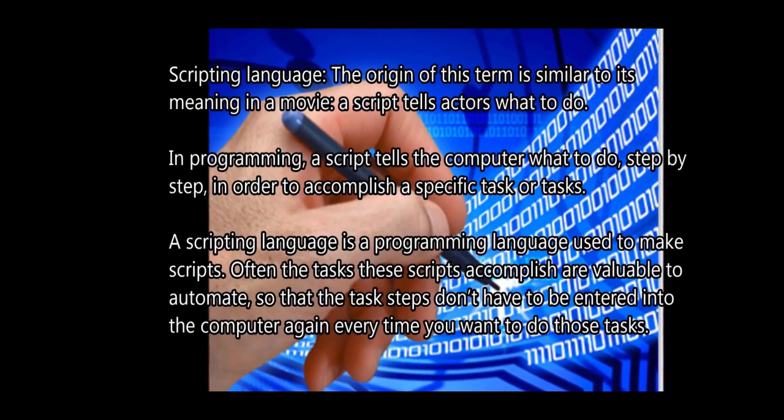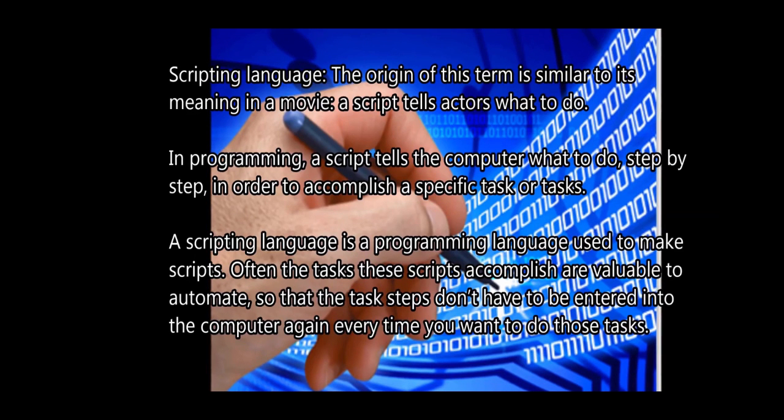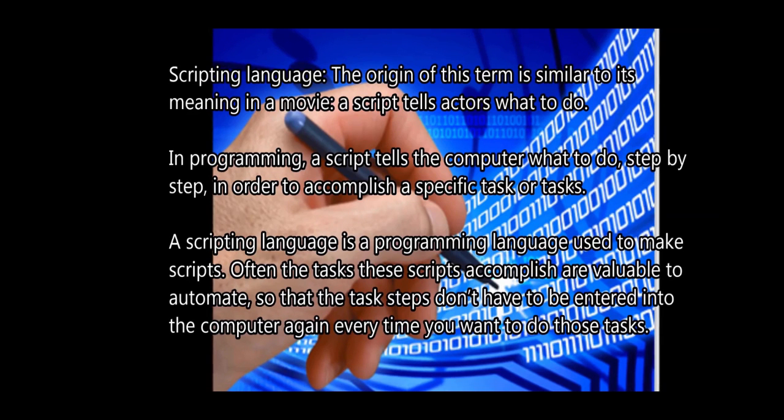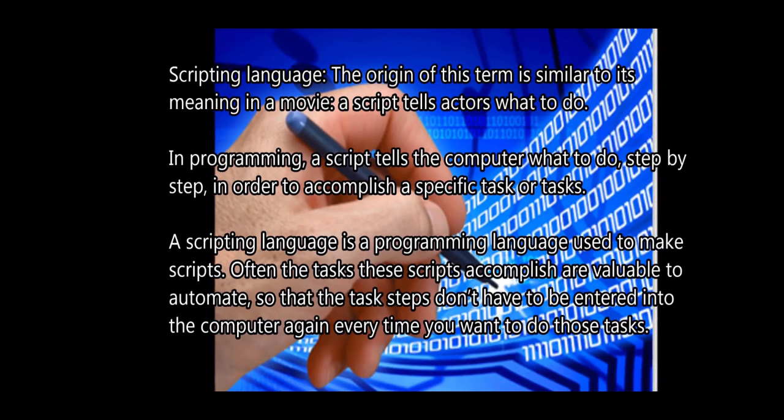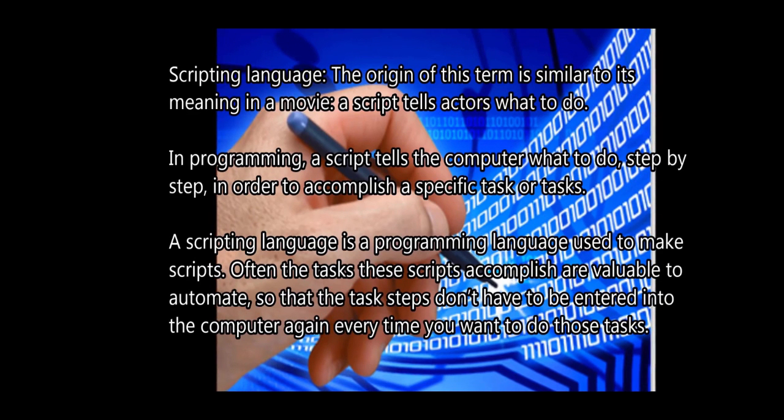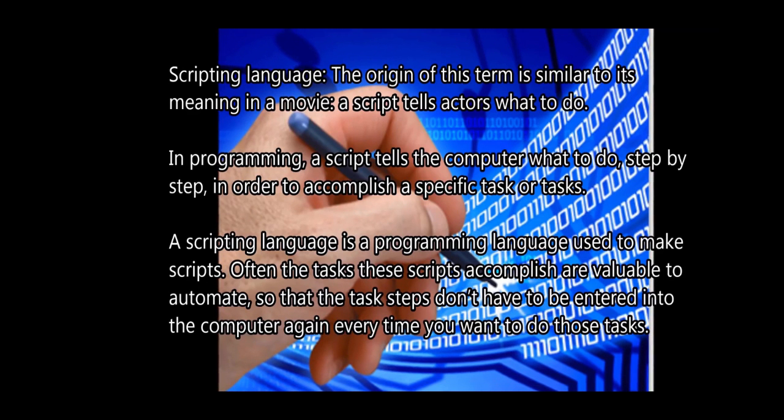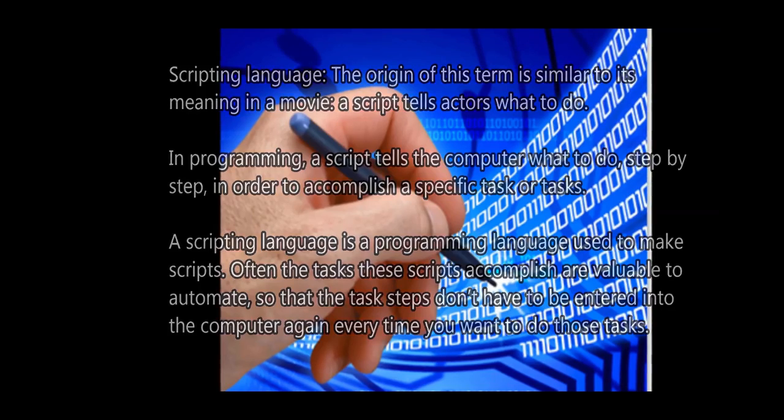Scripting language. The origin of this term is similar to its meaning in a movie. A script tells the actors what to do. In programming, a script tells the computer what to do, step by step, in order to accomplish a specific task or tasks. A scripting language is a programming language used to make scripts. Often, the tasks these scripts accomplish are valuable to automate, so that the task steps don't have to be entered into the computer again every time you want to do those tasks.